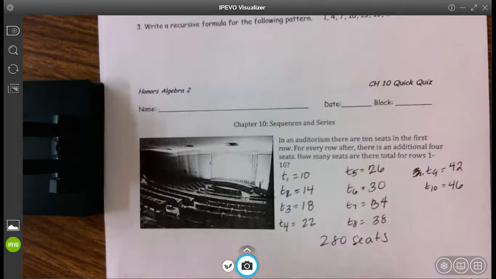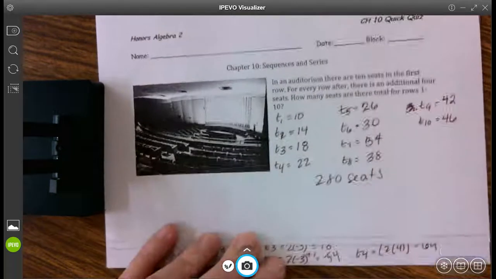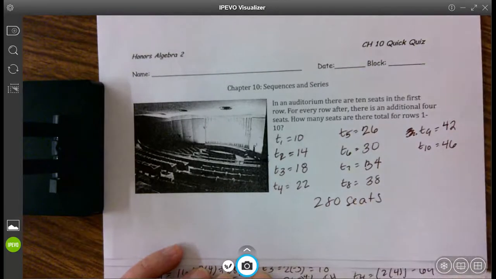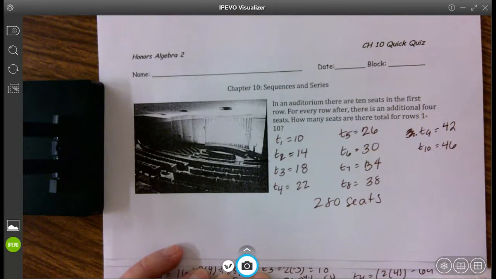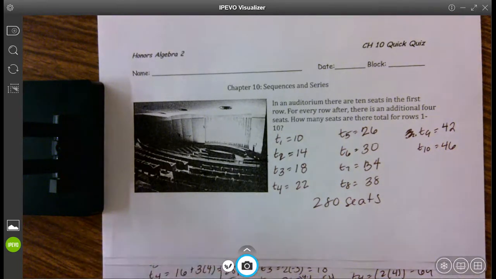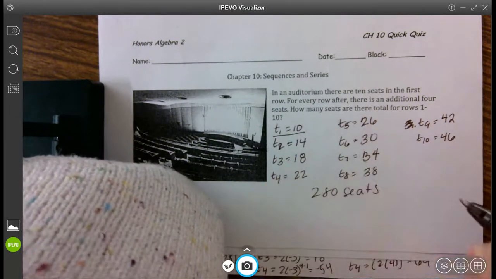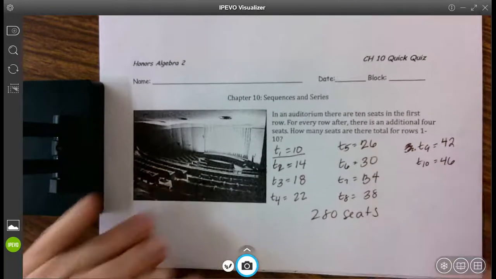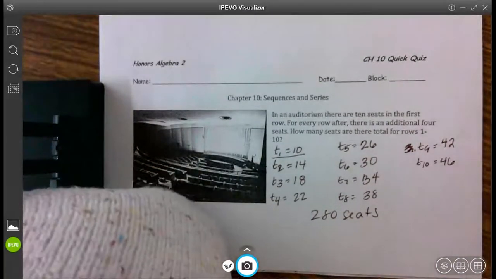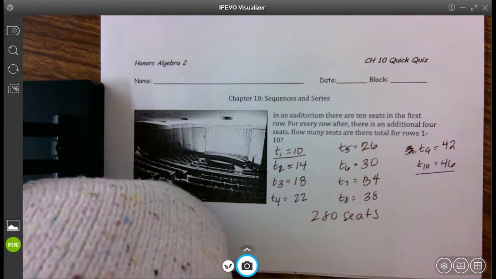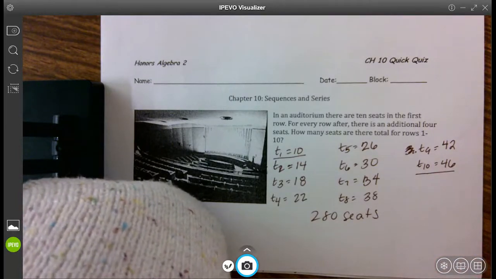Okay, and then I sit and ask the class, hey, is there a better way to do this? And then they might sit there. And I go, okay. Look at row 1. It's 10 seats. And look at row 10. That's 46 seats. When I put those together, what do I get?